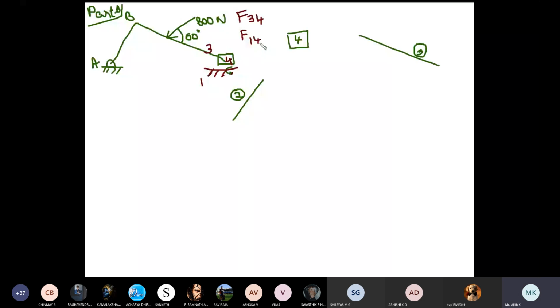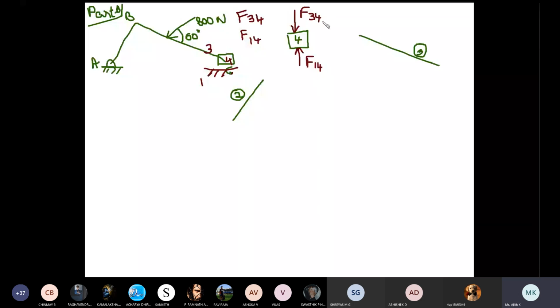So these are the two forces acting on link number 4. And always, I told you, one force will be acting in exactly vertical direction. F14 will always be acting in vertical direction. Now for the balancing, or for the equilibrium, the second force must be equal in magnitude because there are only two forces. Therefore, the second force must be equal in magnitude and opposite in direction. So this one has to be F34.